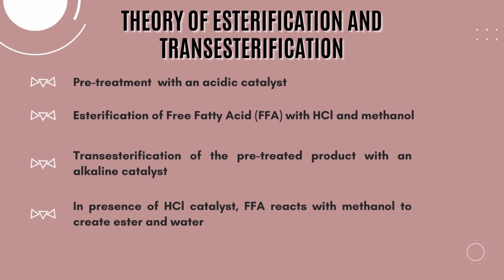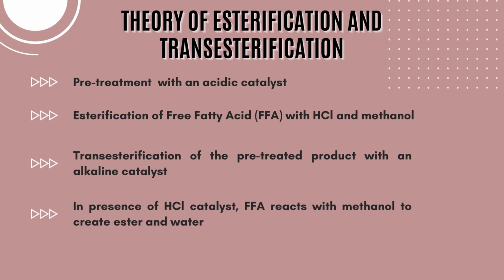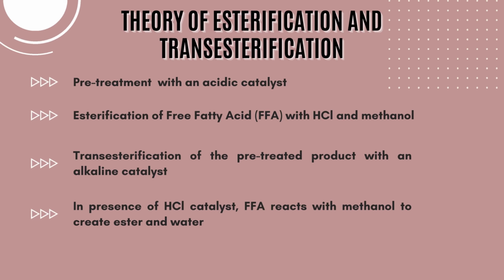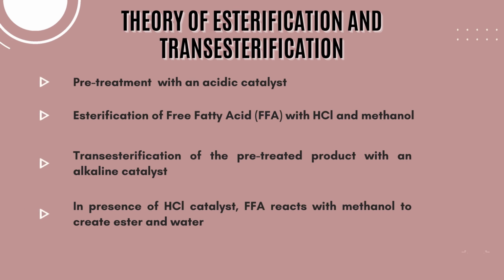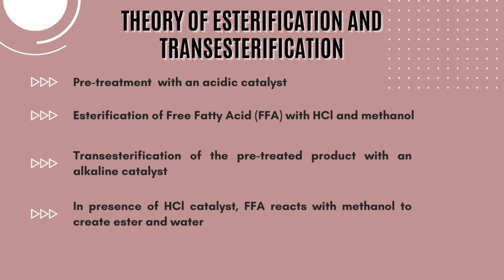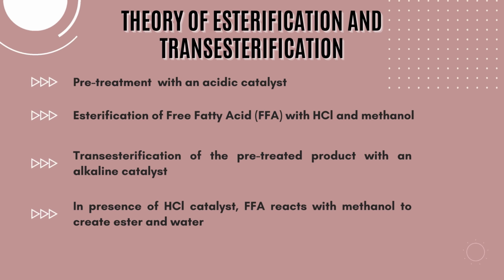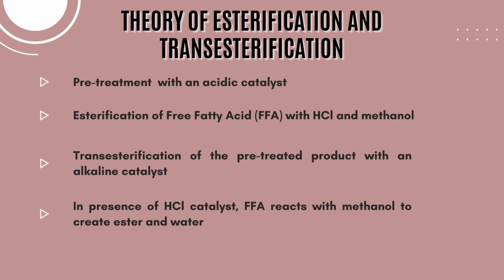Waste cooking oil is one of the best oil sources for making biodiesel, but due to its high free fatty acid content, converting waste cooking oil to biodiesel via the trans-esterification process would bring a lot of issues. To alleviate the issues, pre-treatment with an acid catalyst prior to trans-esterification is proposed. First is the esterification of the free fatty acid with hydrochloric acid and methanol, followed by the trans-esterification of the pre-treated product with an alkaline catalyst.